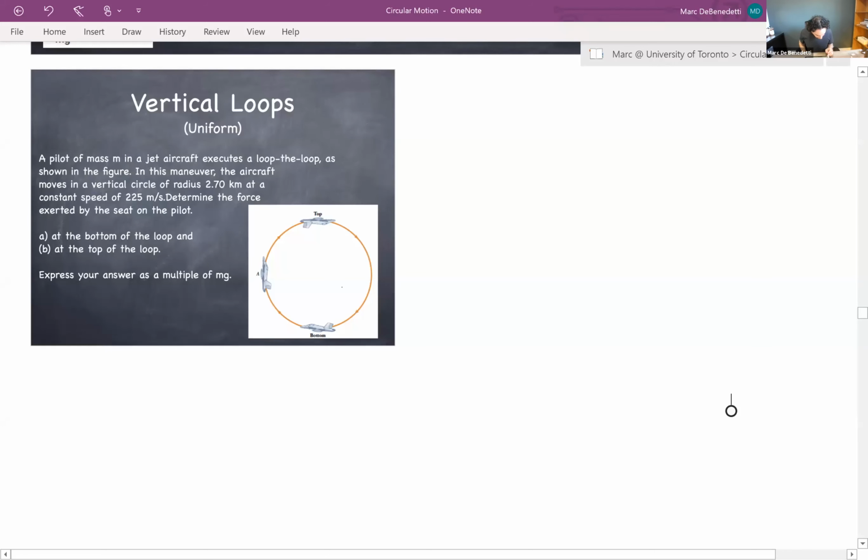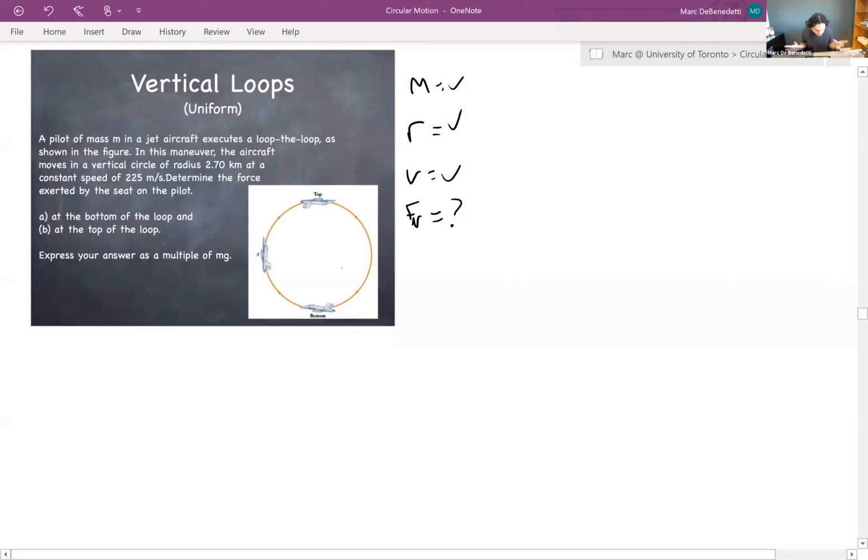So here it says a pilot of mass M, okay, M is given, is doing a loop-the-loop, so it's a vertical loop instead of a horizontal loop. The aircraft moves in a vertical circle. Here we're given the radius. At a constant speed, so we're given a speed. Determine the force exerted by the seat on the pilot, so the force of seat on pilot. That's a surface contact force, so that would be the normal force, equals question mark. At two locations, at the bottom of the loop as well as at the top of the loop.